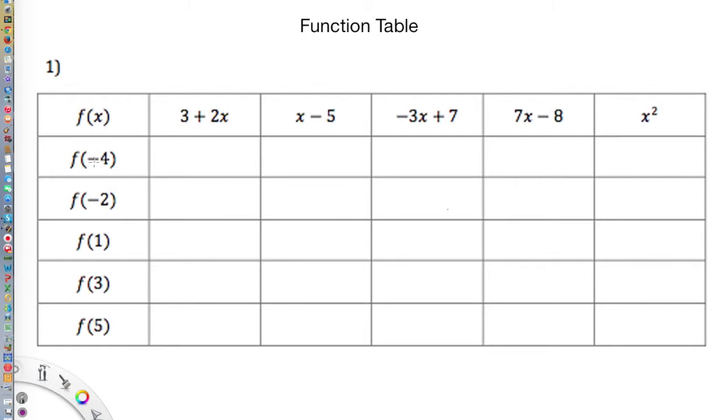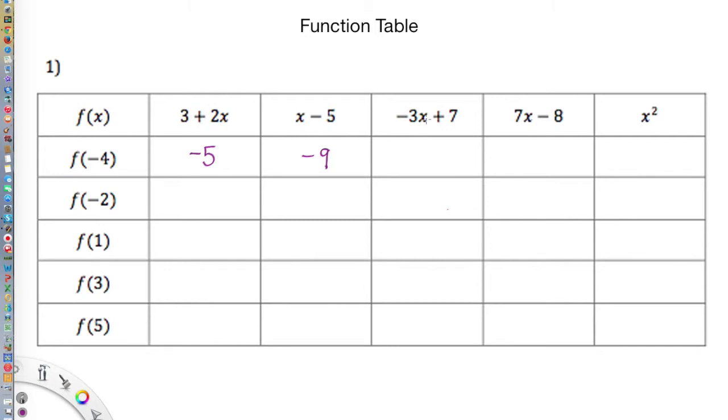Okay, so if x is going to be -4, for this I would say 2 times negative 4 is negative 8, and then negative 8 plus 3 would be negative 5. Then over here, I put this value for x into this function, which is x minus 5. So I have negative 4 minus 5, that would be negative 9.